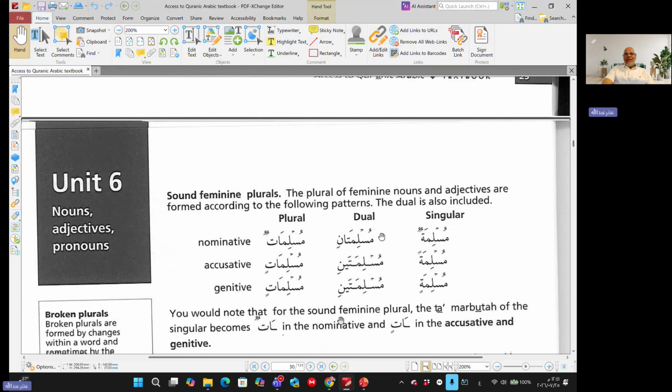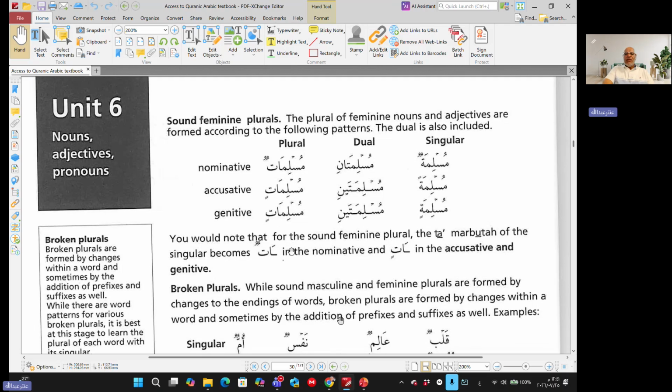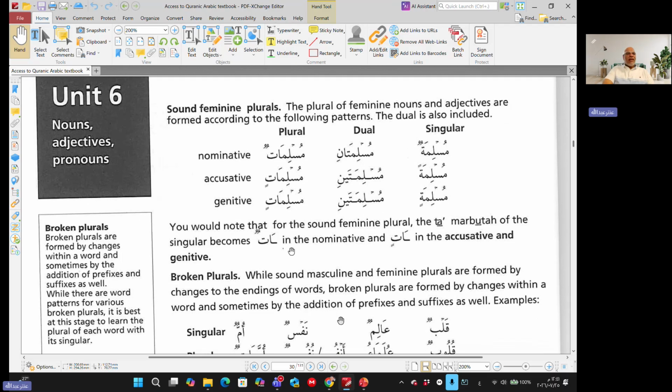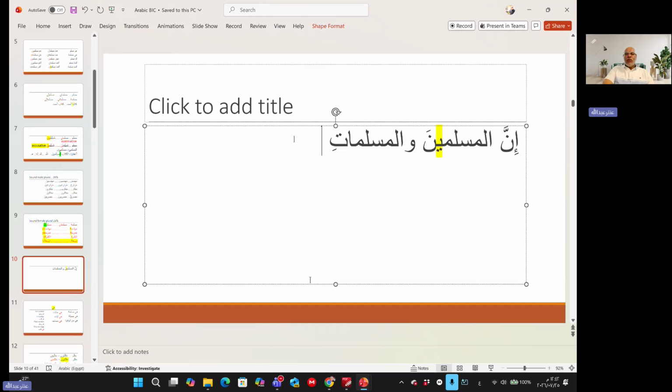Okay, so we look now at muslimatun, muslimatani, muslimatun for the nominative; muslimatani, muslimatin with the kasra for the accusative; muslimatin for the genitive, still with the kasra. Now we have a very quick thing about the broken plural. The whole class is about the plural. What about the broken plural? Broken means that it does not follow this rule, the waw nun or the ya nun or even the alif ta.